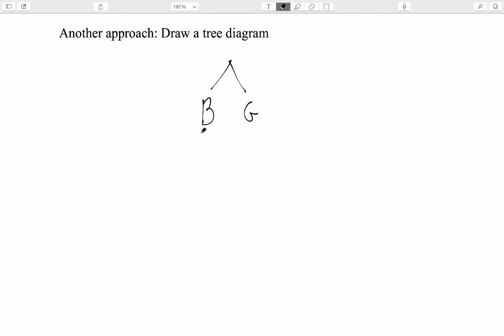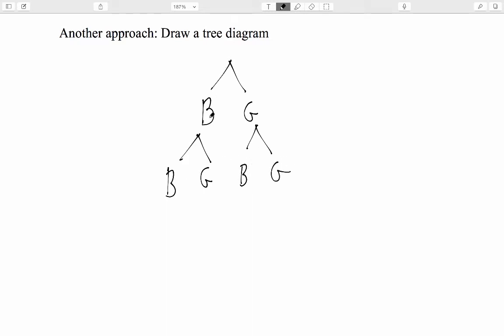Then at the second stage, the birth of the second child, there is again a branching from each of the nodes from the end of stage 1, and the resulting nodes in the tree are again labeled by B or G and B or G.